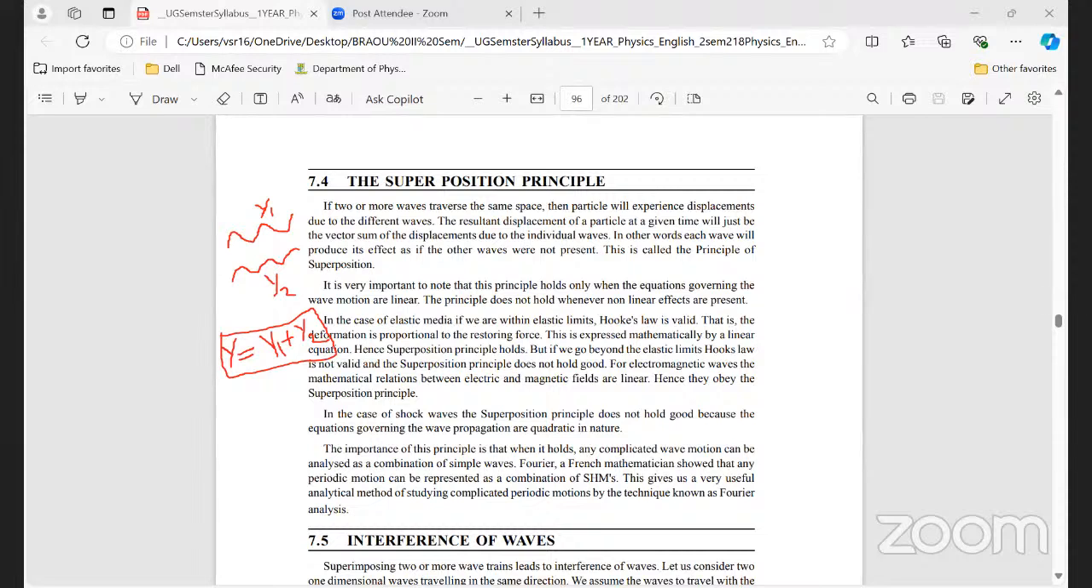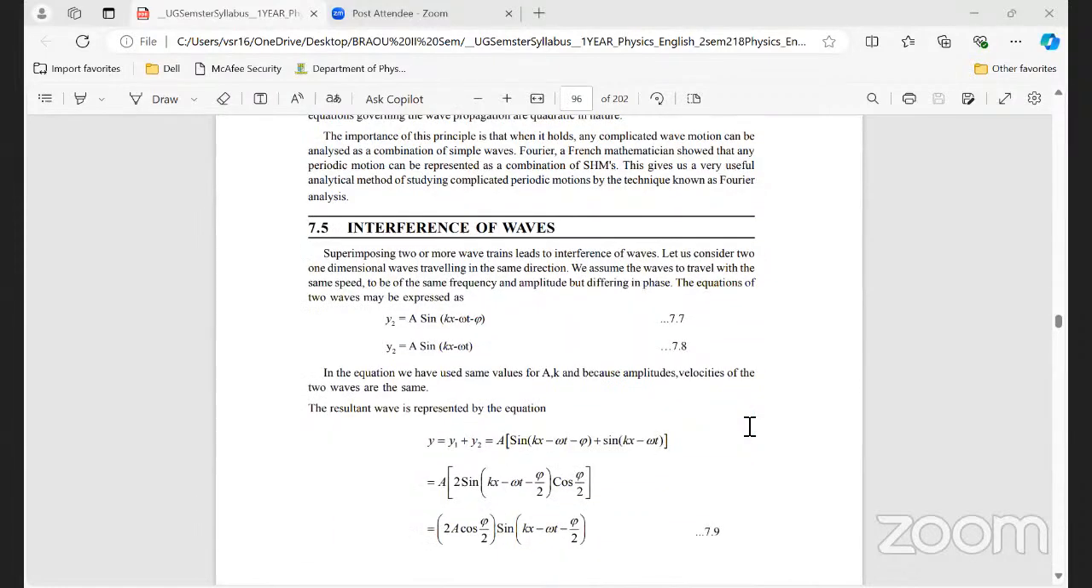But what is superposition, and what is the importance of superposition? This is only a short question. You can also express it with respect to figures.